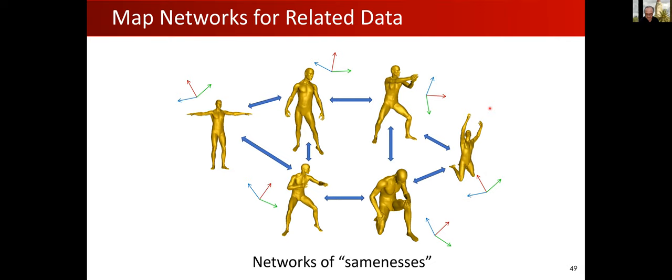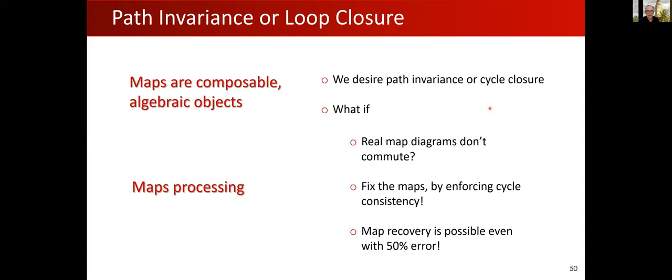So here we have something interesting, because we would like to have path invariance or cycle closure, and if we don't have it, then we can try to enforce it. In other words, we can try to perturb the maps so they're more consistent. This is map synchronization, and it's a kind of map processing, the same way that we have image processing or geometry processing, we can have map processing. And as you will see in another talk in this workshop, it's possible to recover the correct map, even if a lot of it is corrupted.